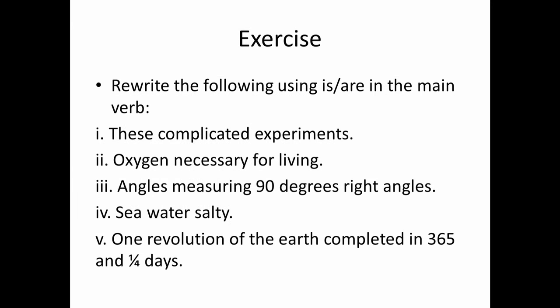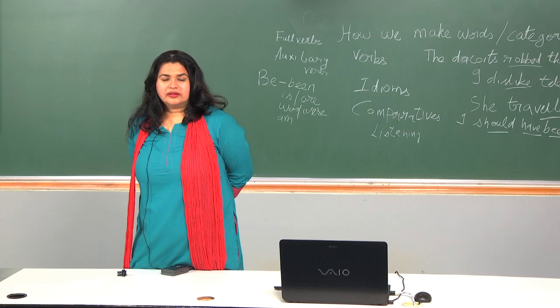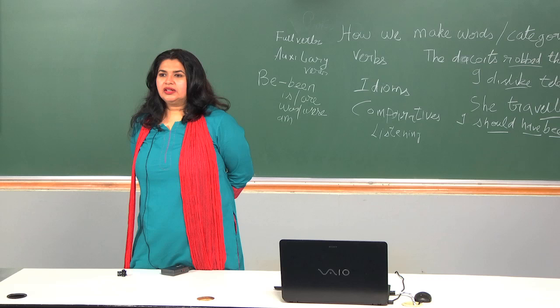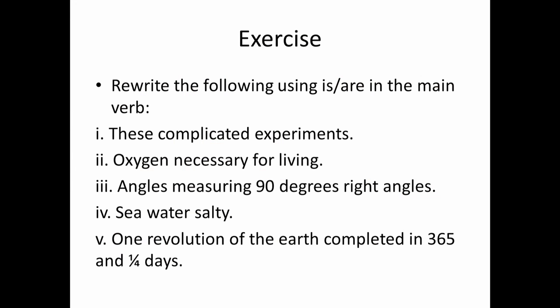These complicated experiments. I want you to write a be form of the verb here, whatever place you think appropriate. Oxygen necessary for living. Angles measuring 90 degrees right angles. Sea water salty. One revolution of the earth completed in 365 and 1/4 days. Where do we insert the is or are, the be form of main verbs here? Let's solve it. So these are complicated experiments.